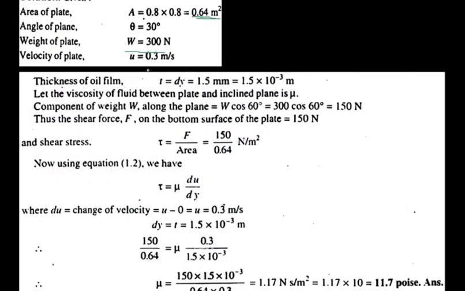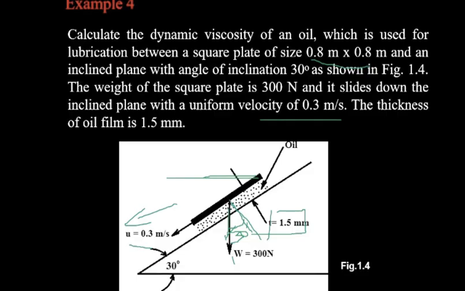So what have they given? The thickness of the oil film they have given, that is dy, that is the thickness. Okay, 1.5 mm, that is 1.5 into 10 power minus 3 meter. We have to convert to SI unit. So let the viscosity of the fluid between plate and inclined plane be mu. We know that. Okay, so this is the reason for the viscosity, right? So now the component of weight W along the plane is W cos 60 degree. Why? I have told you, it is the same wedge problem.